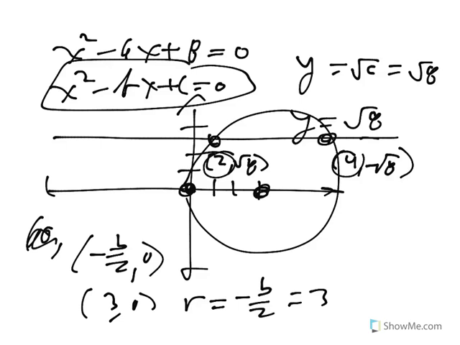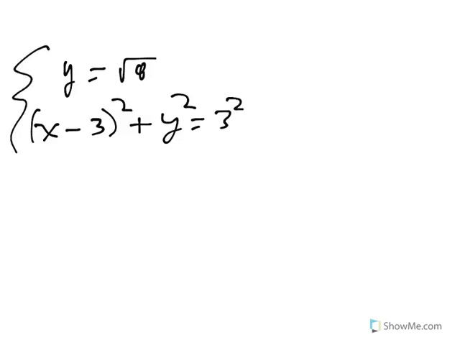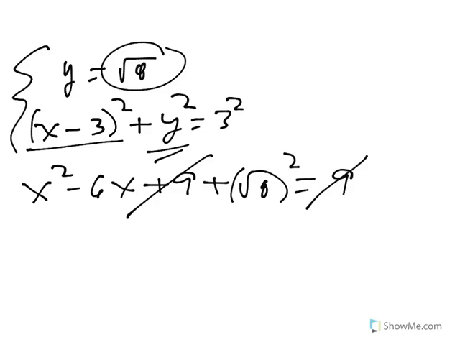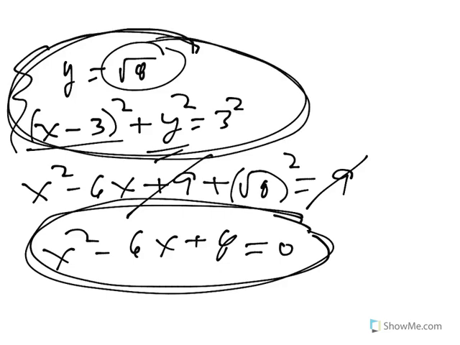Now the reason why this works: if you went the other way, if I said where does y equals square root of 8 intersect with the circle x minus 3 squared plus y squared equals 3 squared, if you wanted to solve the system of equations, you would replace this y with the square root of 8, and you would get, and I'll multiply this out, x squared minus 6x plus 9 plus root 8 squared equals 9. And look what happens, the 9's cancel out, the root 8 squared becomes 8, and we do end up with our original equation, which is why this system of equations will lead to this quadratic equation.